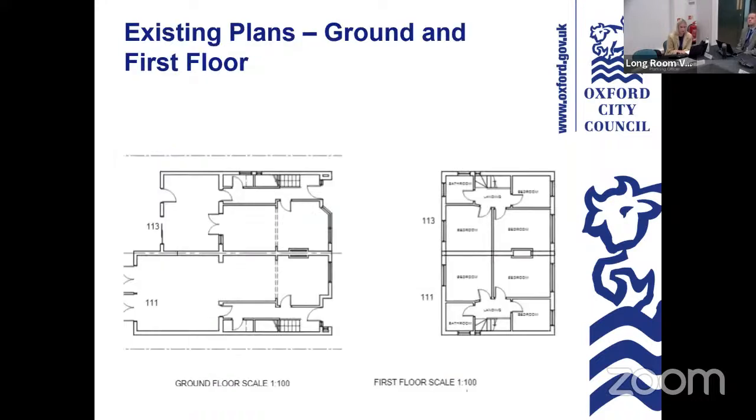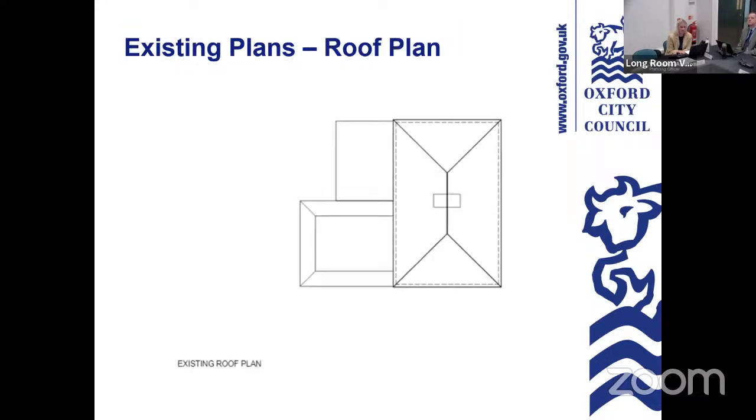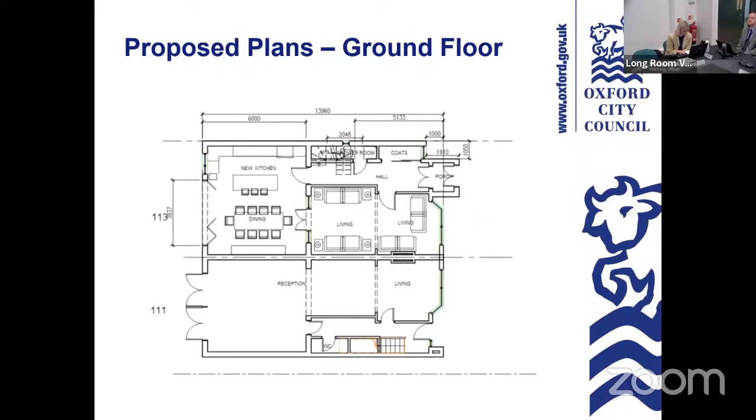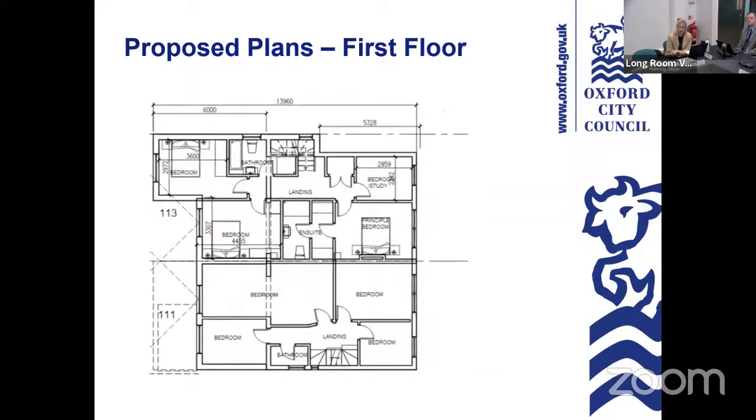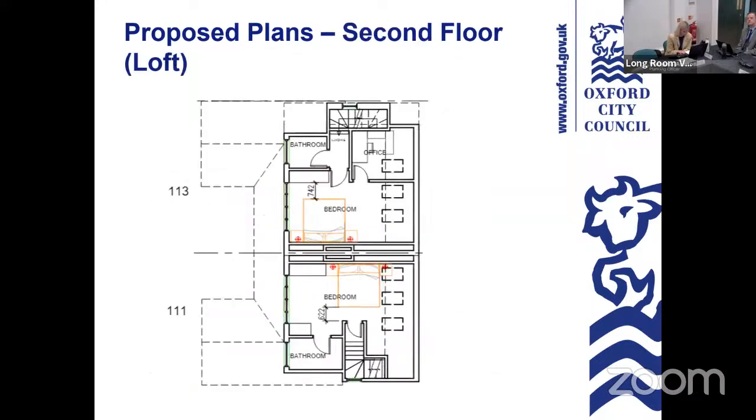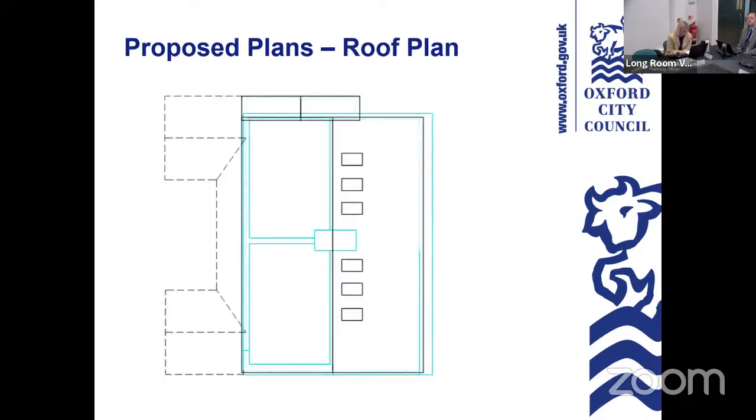These are the existing ground and first floor plans, and the existing roof plan. These are the proposed plans for the ground floor, and the proposed plans for the first floor. These are the proposed plans for the second floor/loft level, and finally, this is the proposed roof plan.